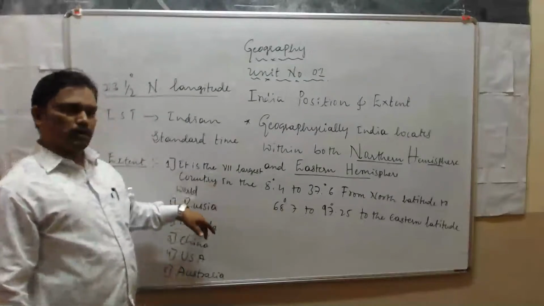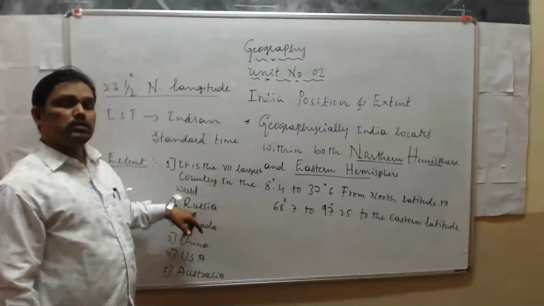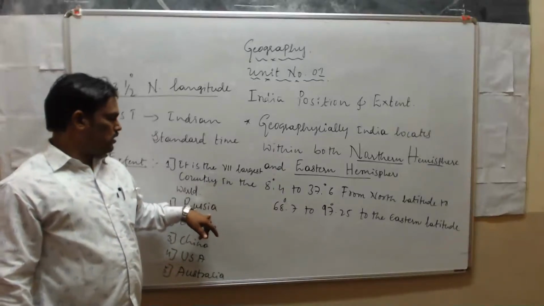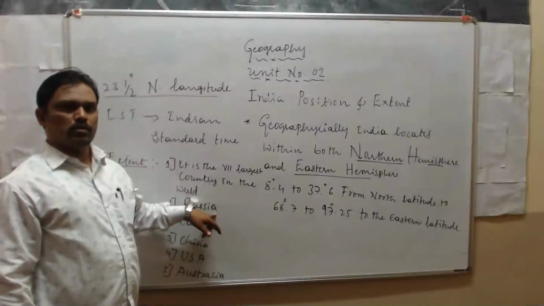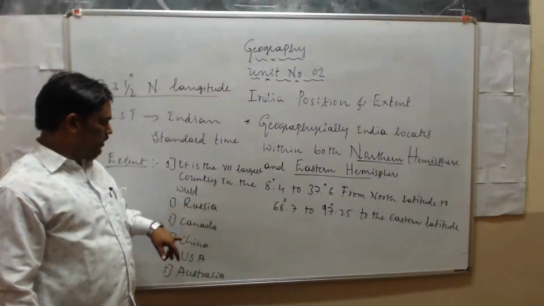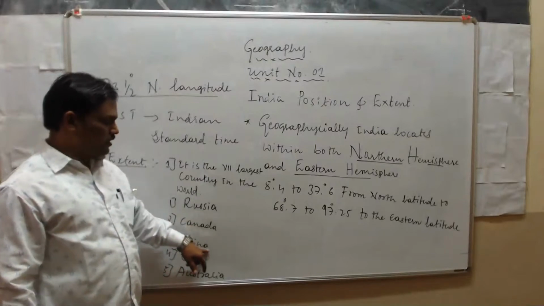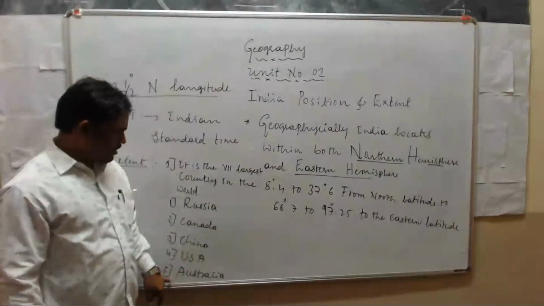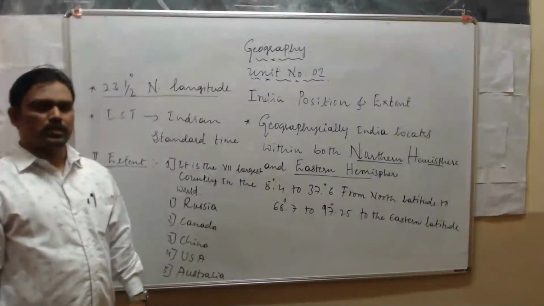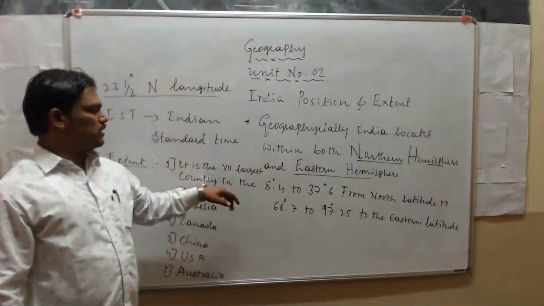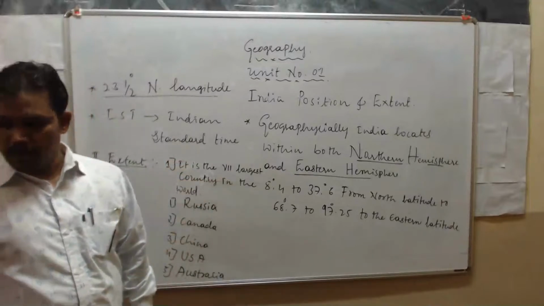First one, Russia. Russia is the largest country in the world geographically. It has huge land. Next, Canada, second largest country. Third largest country, China. Next, USA. Fifth one, Australia. Like that, our India is the seventh largest country in the world.